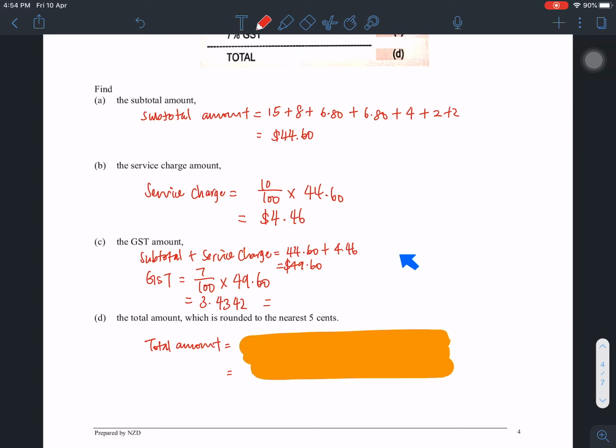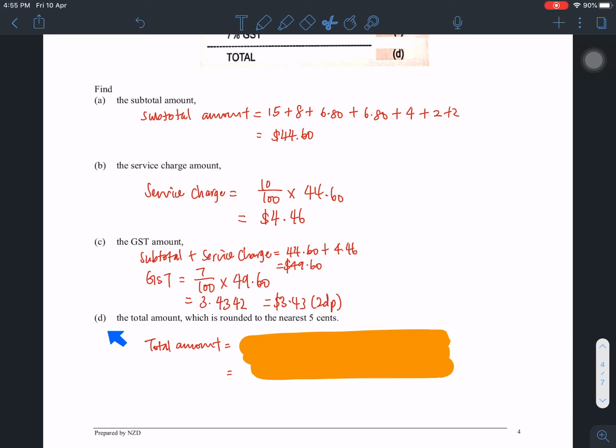Technically you should be writing the equal sign below, but because I lack space, I will just simply write here, this would be $3.43, corrected to 2 decimal places for money. Okay, so that would be the GST amount.